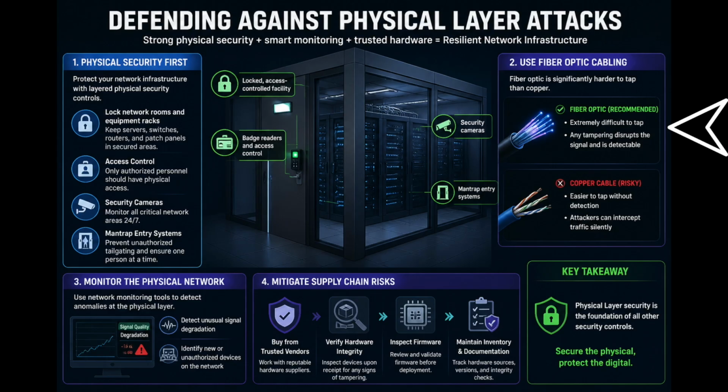Beyond physical access controls, organizations should use fiber optic cabling where possible, because it is significantly harder to tap than copper cables, and any physical tampering tends to disrupt the signal, making it detectable. Network monitoring tools can also detect unusual signal degradation or new devices appearing on the physical network. For supply chain risks, organizations should purchase hardware from trusted vendors, verify hardware integrity upon receipt, and where possible, inspect firmware on network devices before deployment. Key takeaway: physical layer security is the foundation of all other security controls.